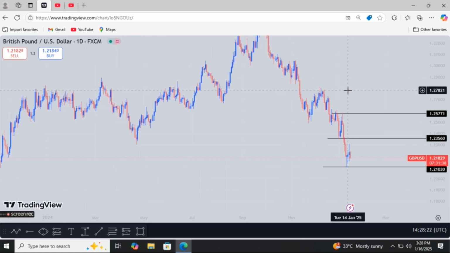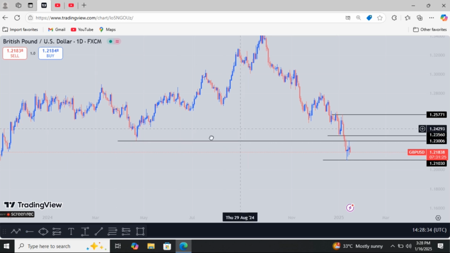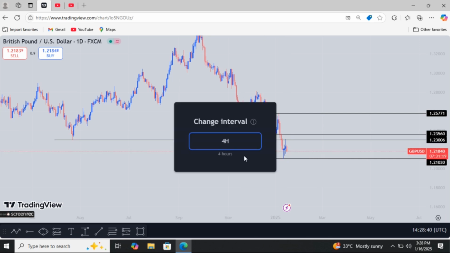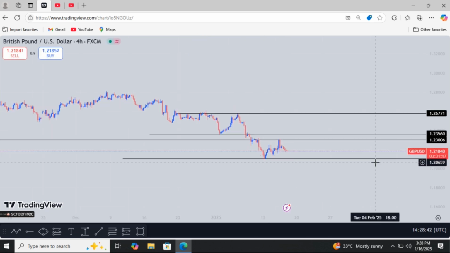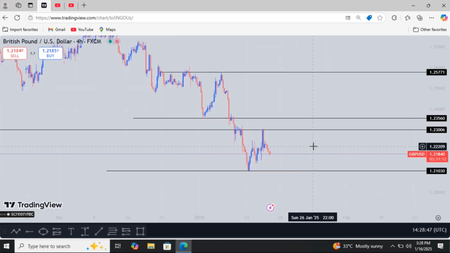If you minimize the charts, you can see there is a level here, a support here. I make sure I mark all those supports so that I don't miss out on any. This is what I do. After doing this, I go down to the 4-hour time frame to check what it is telling us.